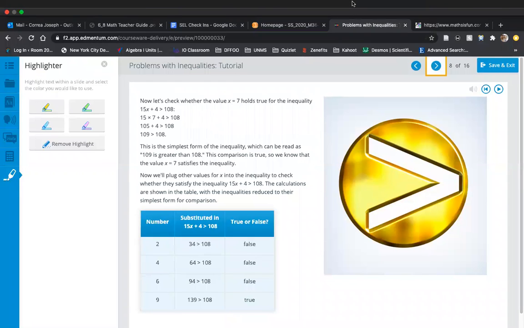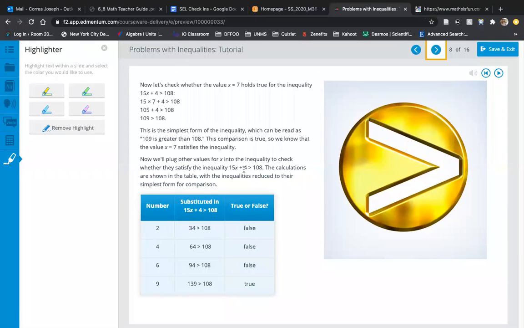So what we're doing down here is they were just testing a couple more values. We already went through what happens when you test an X value of 7. They also checked X values of 2, 4, 6, and 9, and these are the results that they got. The only one that worked was when they checked 9. So it works, and they got 139 is bigger than 108, right?